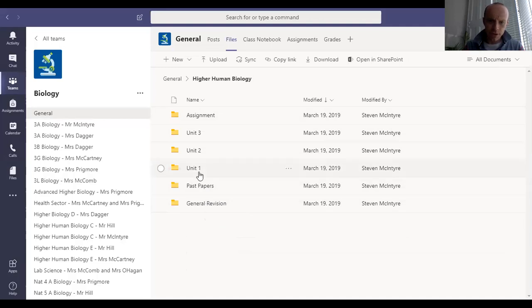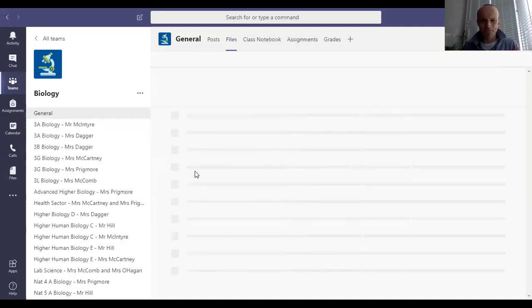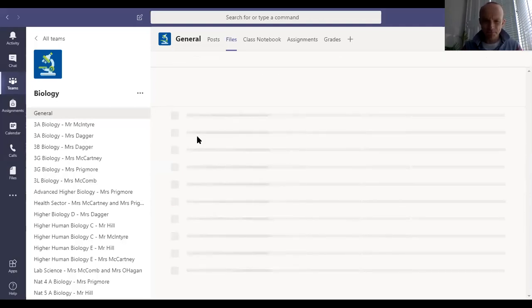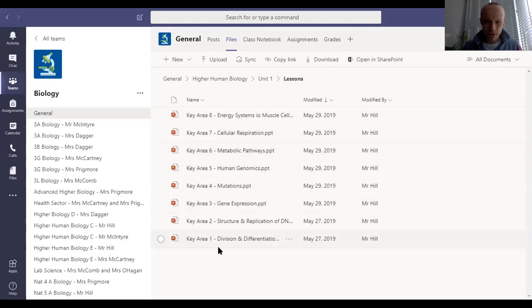So first of all, if you go into one of the units, for each of the units, there are some lessons. Okay, so key area 1 through to 8, that is basically Unit 1. And there are PowerPoints there that have all the information that you need for each of those key areas. So make sure you use those. They can help you to complete the notes.